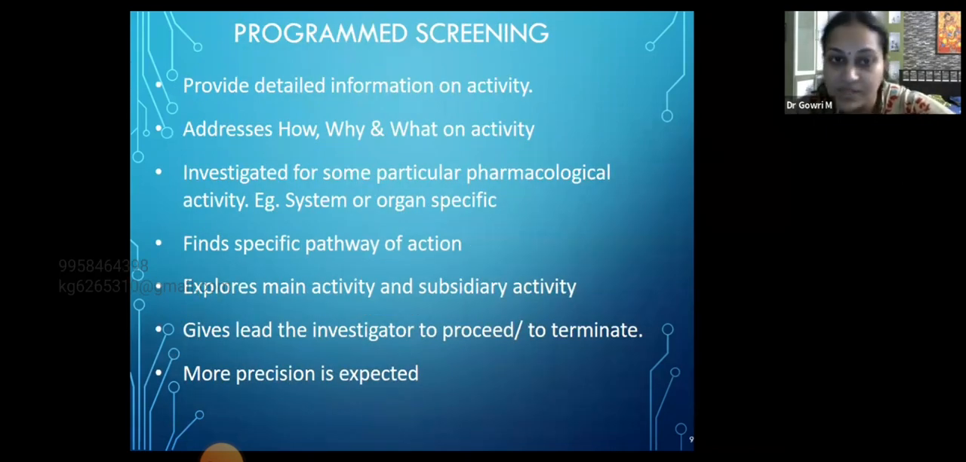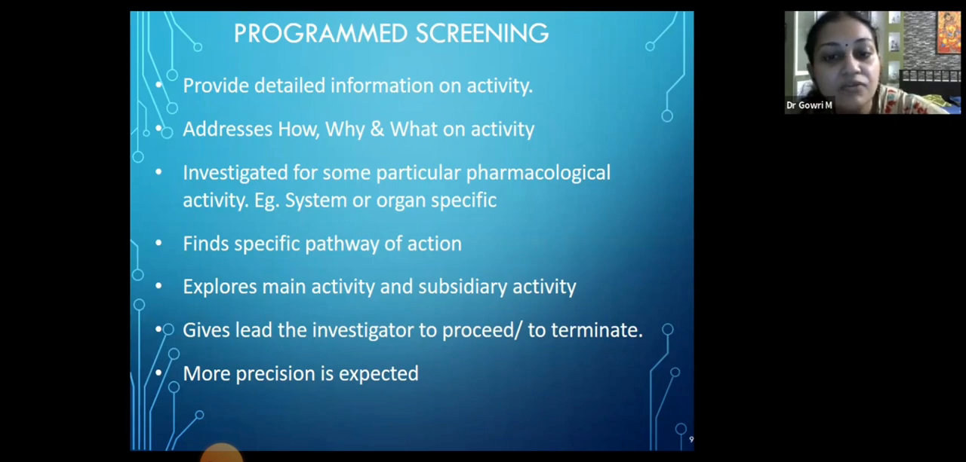Next is programmed screening. Programmed screening provides detailed information on activity; it addresses how, why, and what about the activities. By programmed screening, we are going to give detailed information about that particular drug. It will investigate the primary action, secondary action, and subsidiary activity. Everything will be given in more precision. That is what is meant by programmed screening.